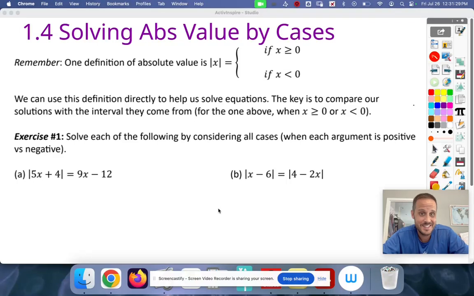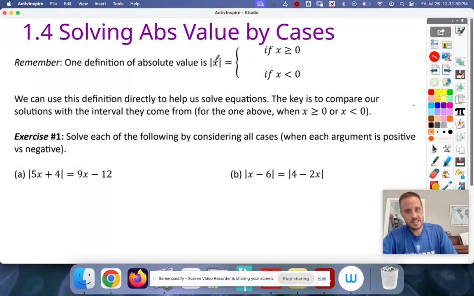Alright, this is the last section of chapter 1, and we are solving absolute value by cases. And I want to talk about how to break down into cases. It uses the definition of absolute value: you take the stuff inside, and if the stuff inside is greater than or equal to 0, you get itself. But if it's less than 0, you get the opposite. Okay, so we're going to set this up.